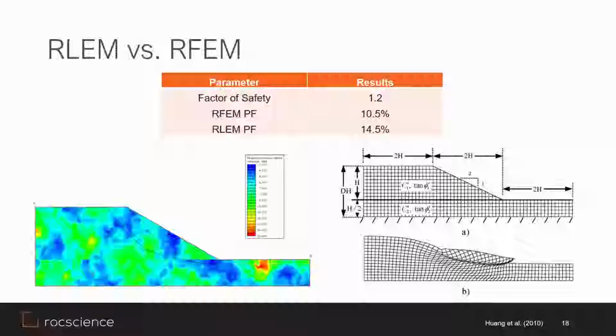Deterministic factor of safety is the same for both examples, as you can see in this table. It is 1.2. However, probability of failure using random limit equilibrium method is 14.5%, and using random finite element method is 10.5%. As you can see, in this case, random limit equilibrium method has found more failure surfaces compared to random finite element method, and it gives higher probability of failure.